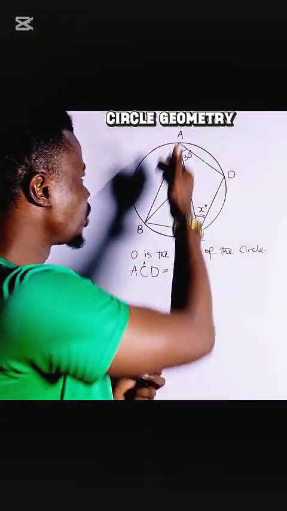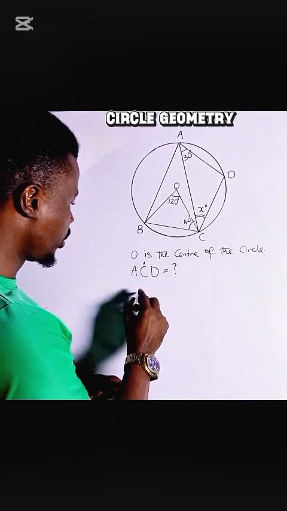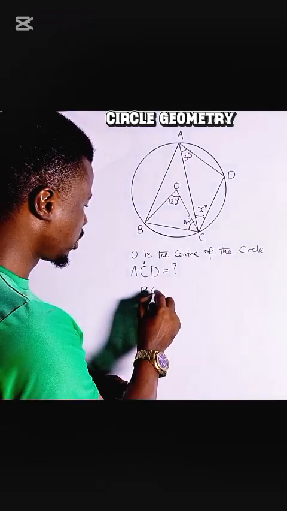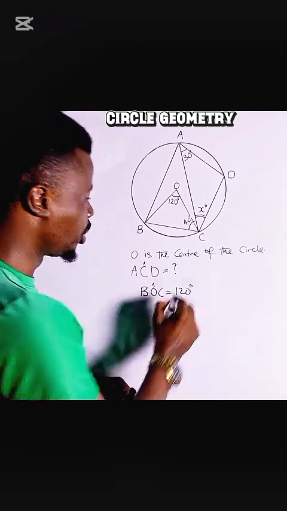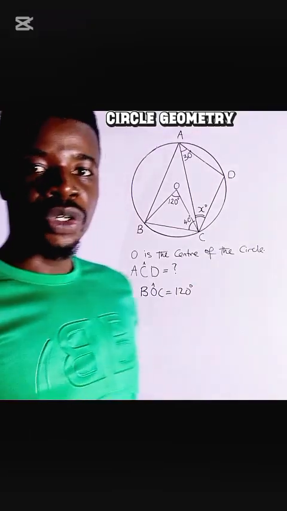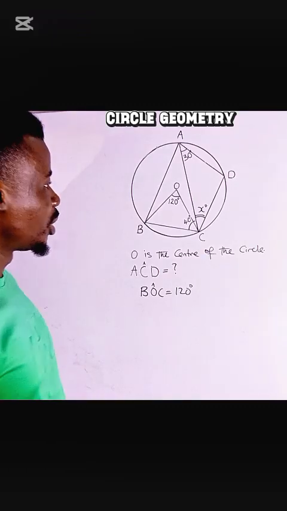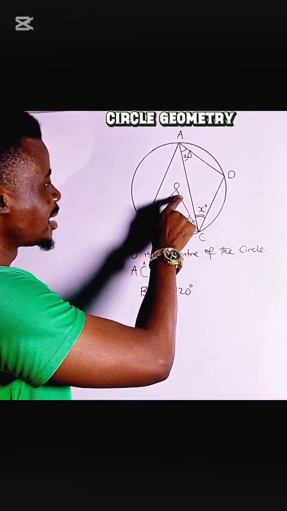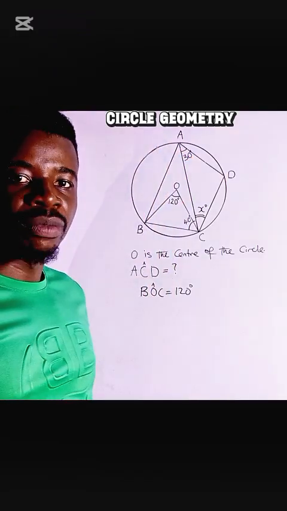So now, what's the relationship between these two angles? We are told that BOC is equal to 120 degrees. Now, there is a theorem that governs the relationship. The theorem says that an angle at the center of the circle is 2 times the angle at the circumference.